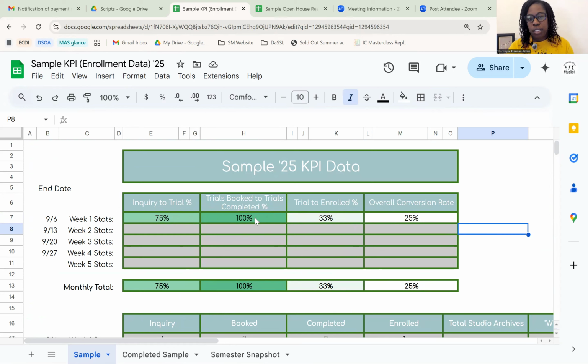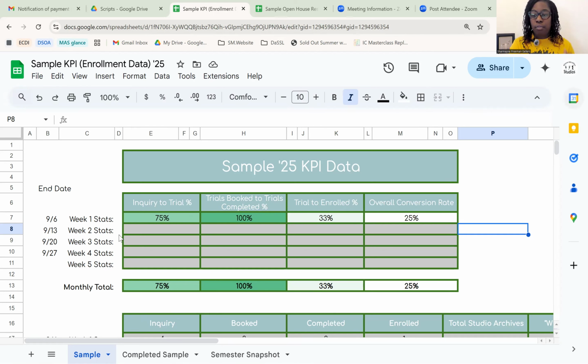According to our industry standards, the average is about 75 to 80. So thankfully we are on par with other studios on a national level. So that's awesome. We continue to do this each week as more families sign up.